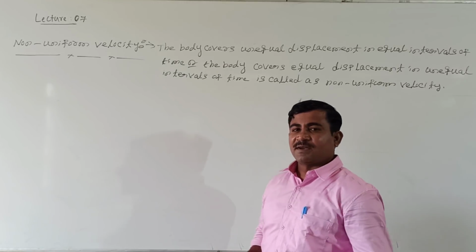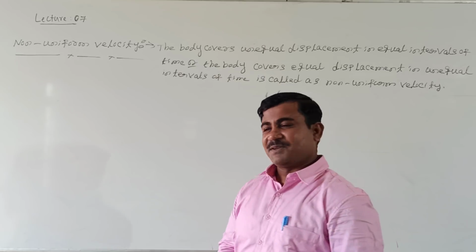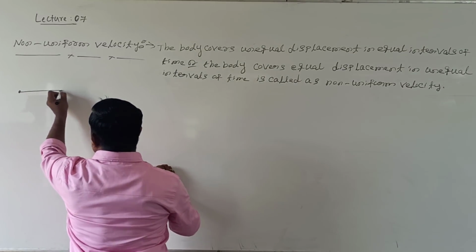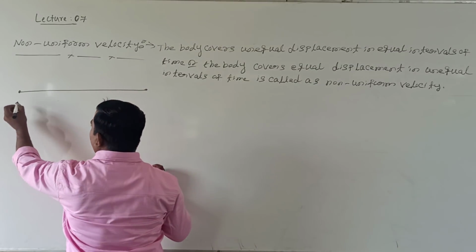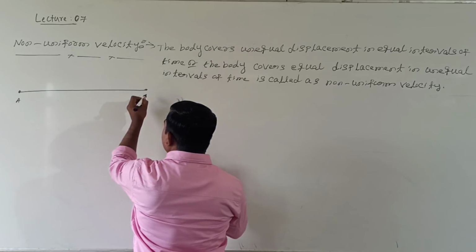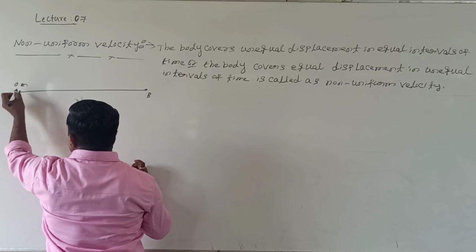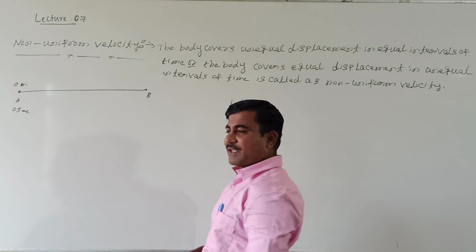Shall we see? Consider an object that moves along a straight line path. Here, this we are calling the initial point A. This we are calling point B. This is 0 meter, and here the time is 0 second.